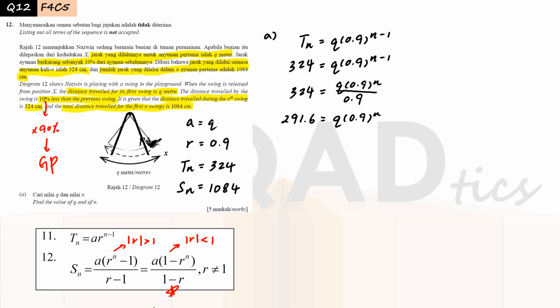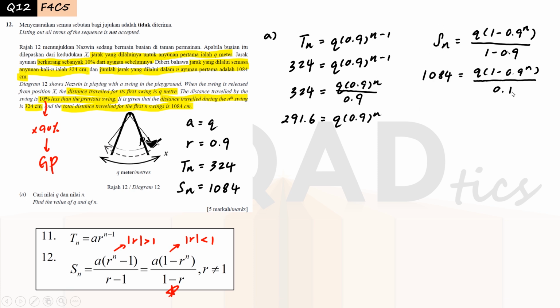Okay, so Sn will be equal to A, which is Q, and 1 minus Rn, so our R is 0.9, and the denominator is 1 minus 0.9. Okay, and then I'm going to substitute Sn here. So now I'm going to move this 0.1 to the other side, so it's multiplying. Okay, and then that's all we can simplify for now.